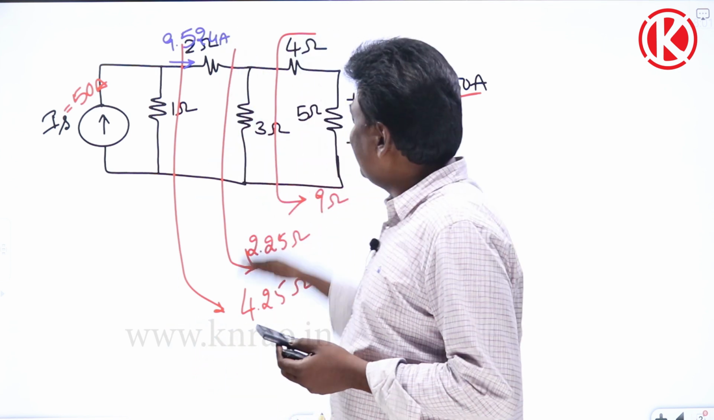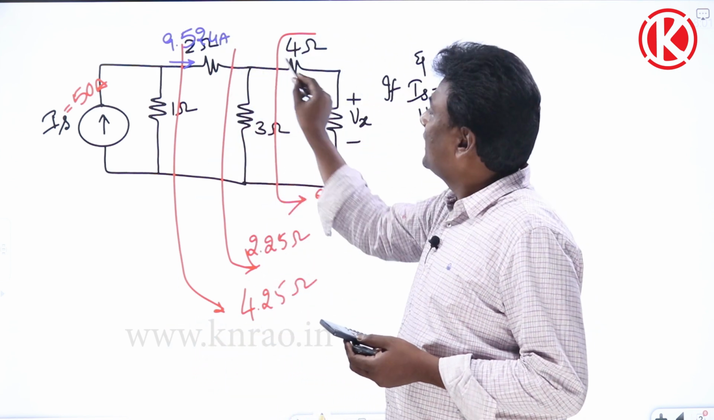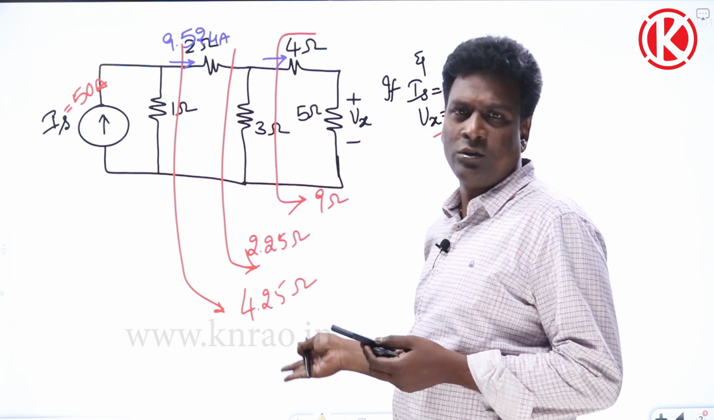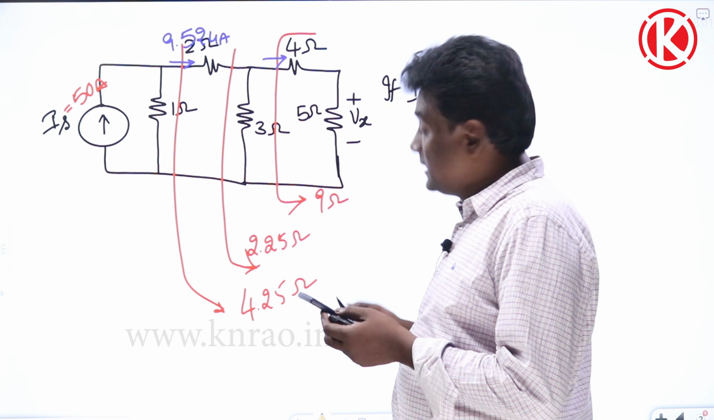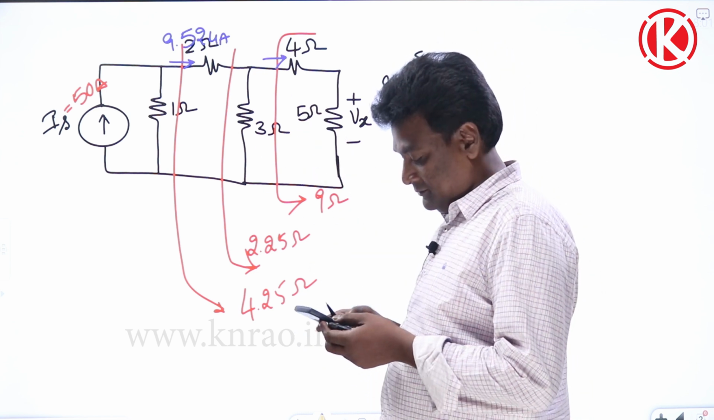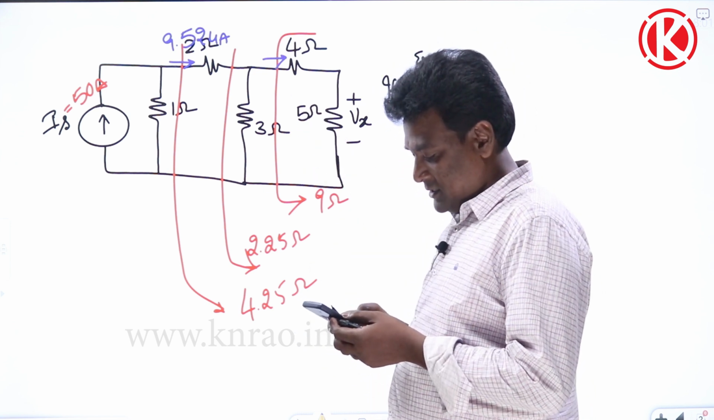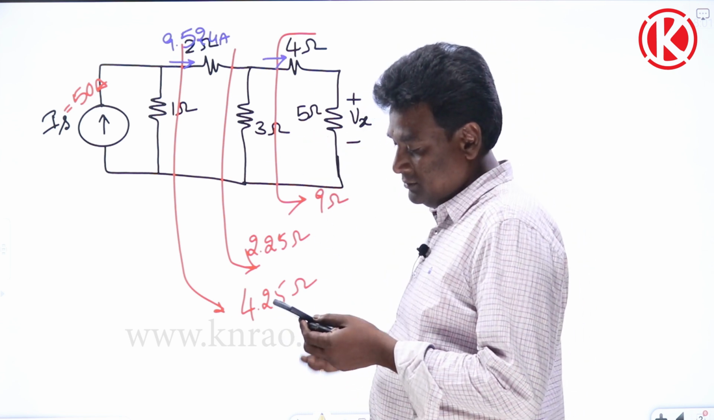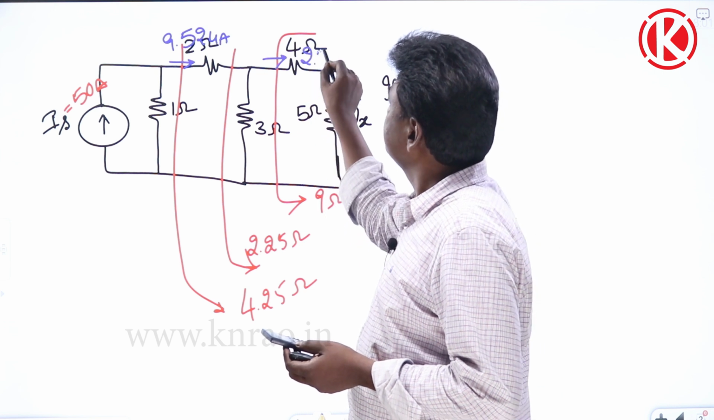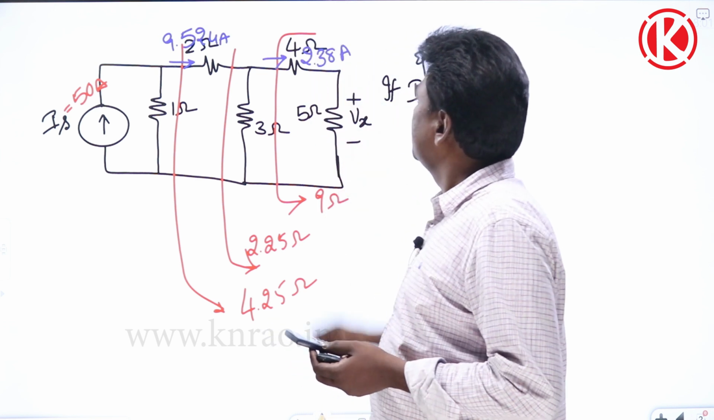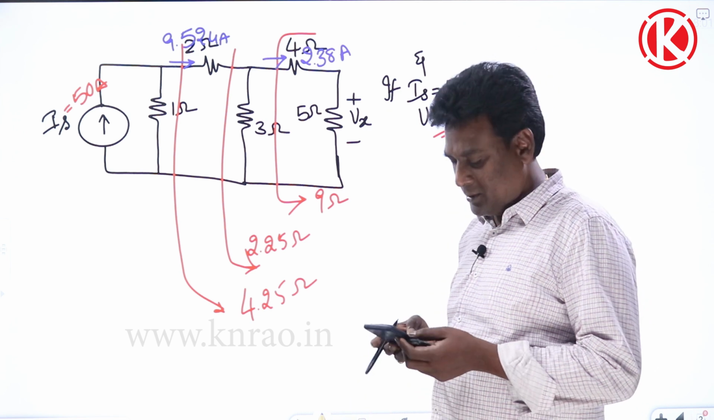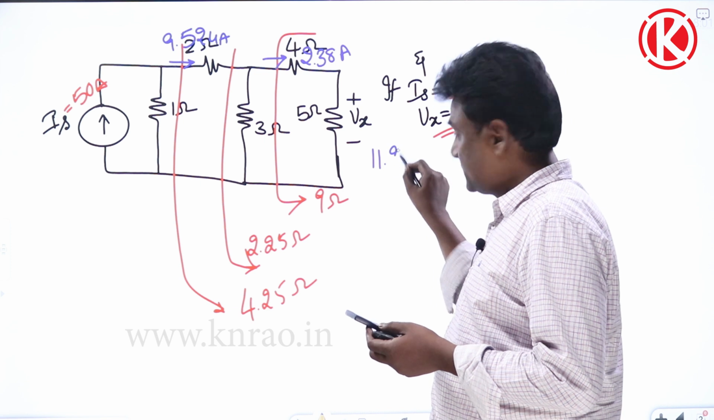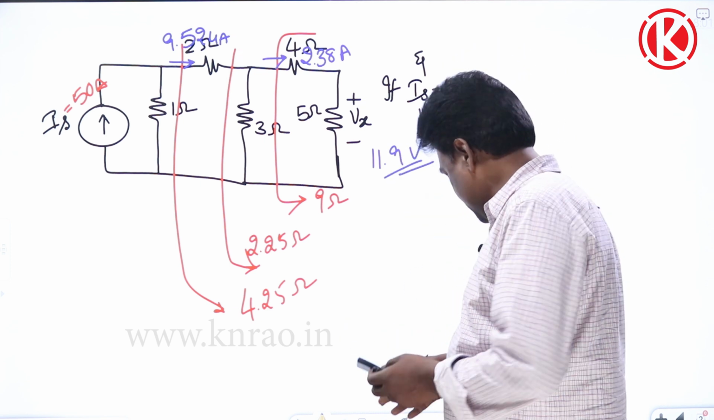And again here current division rule will come. I need to find the current flowing through this. Total current into other resistance divided by total resistance. Total current 9.524 into 3, divided by total resistance, 9 plus 3, is going to be 2.38 amperes. 2.38 into 5 is going to be the answer. So it's going to be 11.9 volts. Let me cross check, yes.